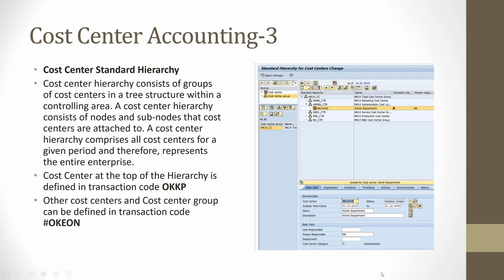Cost center standard hierarchy. The cost center standard hierarchy consists of groups of cost centers in a tree-like structure within a controlling area. In our case, the controlling area is AUM1, which we have created earlier. A cost center hierarchy consists of nodes and subnodes that cost centers are attached to. A cost center hierarchy comprises all cost centers for a given period and therefore represents the entire enterprise. The top node of the hierarchy is defined in transaction code OKKP. This we have done in one of our earlier lectures.